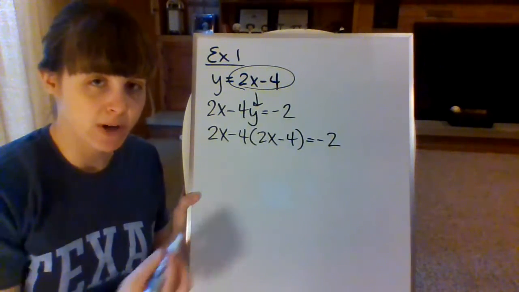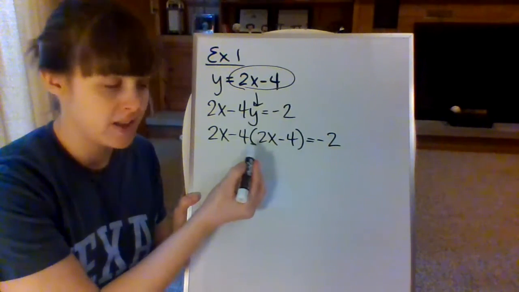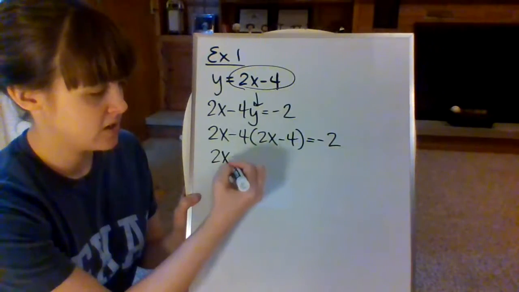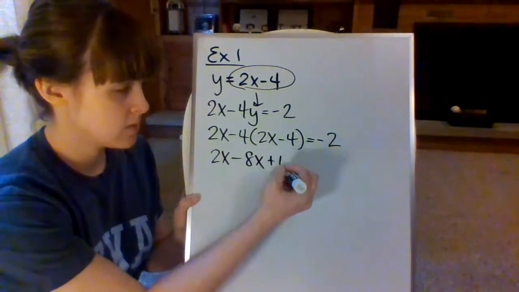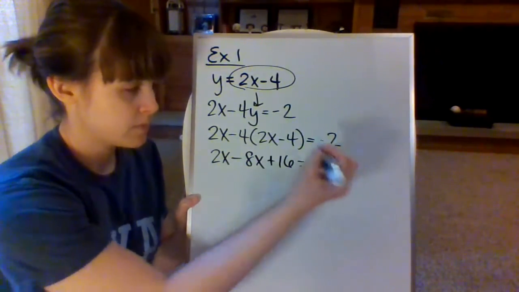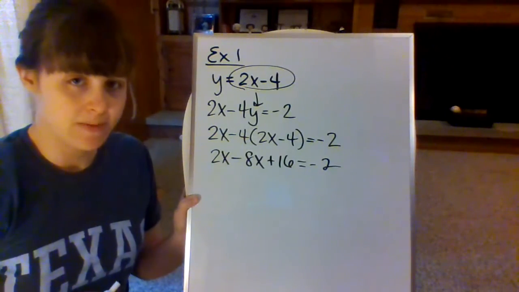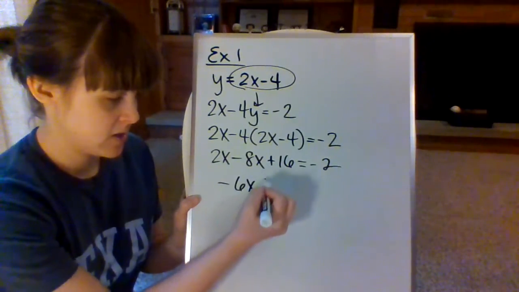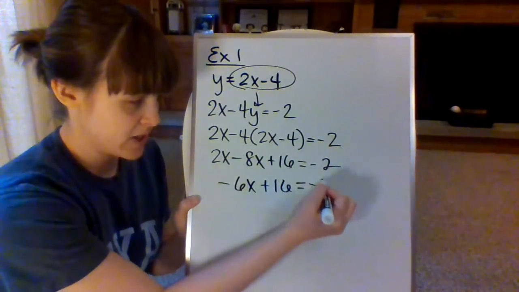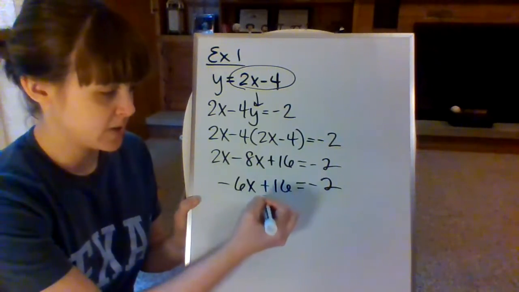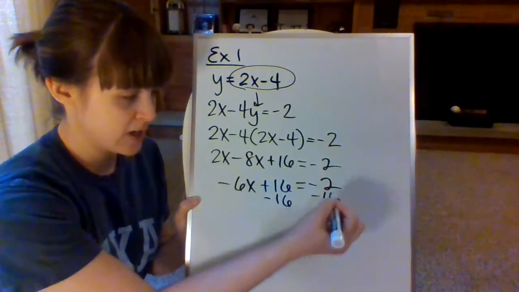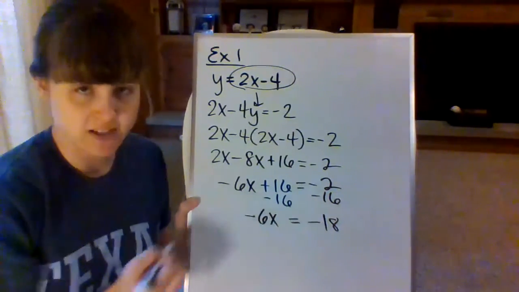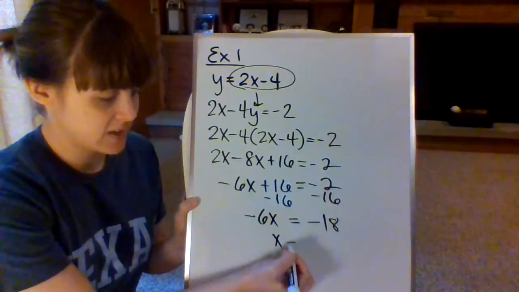Okay, so now we're going to use the distributive property here, and this is like distributing a negative 4, so it's going to look like this. Okay, so now we're going to combine our like terms, so we have negative 6x plus 16 equals negative 2. So we're going to subtract 16 from negative 2, and we have negative 18 equals negative 6x. So x equals 3.